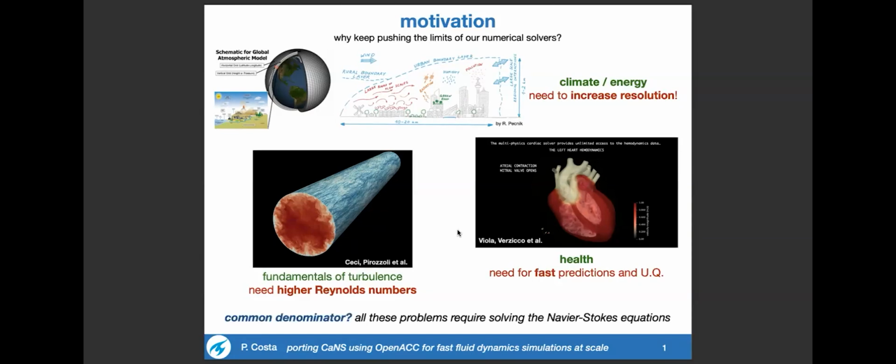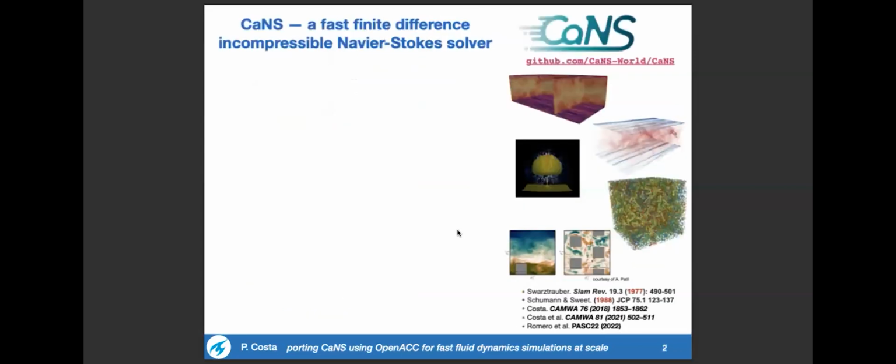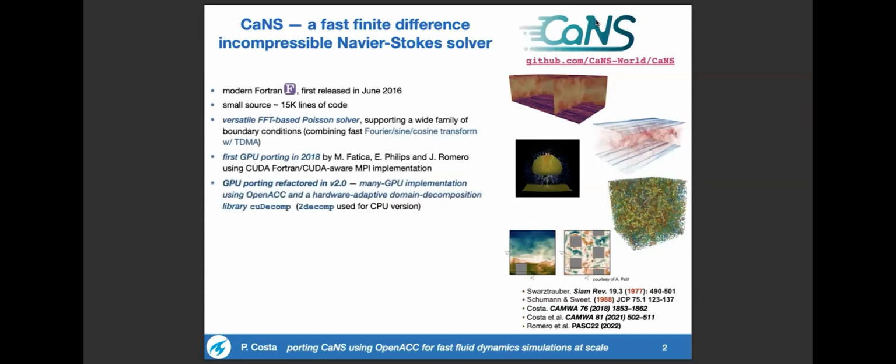And of course, the common denominator in these problems and many others is that we need to solve the Navier-Stokes equations in some form. And that is precisely what CaNS does. CaNS is a fast finite difference incompressible Navier-Stokes solver. You can find the repository over here. And just to give you a bit of a feeling for the code, it's written in modern Fortran. It has a relatively small source code, about 15,000 lines of code.